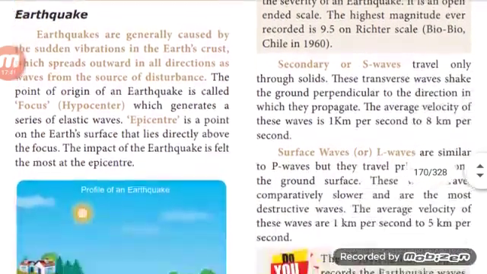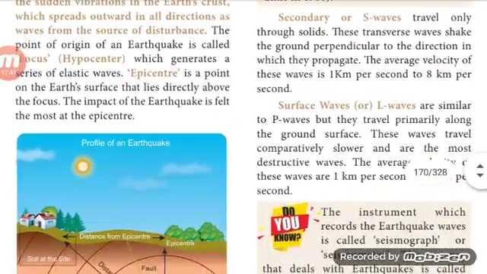Next, the secondary or S waves travel through only the solids, shake the ground perpendicular to the direction in which they propagate. Here perpendicular means செங்குத்து, whereas propagate means it may spread over a large area. The average velocity of these waves is 1 km to 5 km per second.